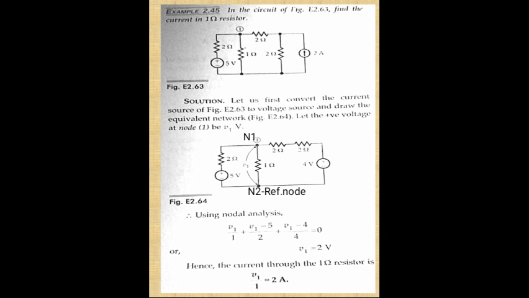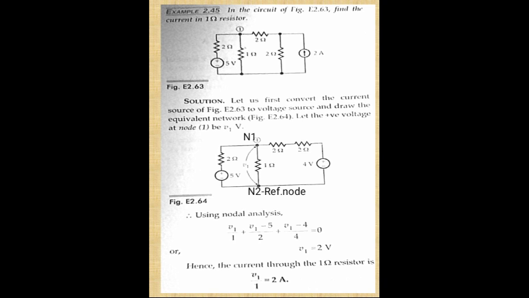Now we take another example. In the second question, we have to find the value of current in 1 ohm resistance in the given network. First of all, we simplify this network. A current source of 2 ampere with parallel resistance of 2 ohm can be replaced by a voltage source of 5 volt plus series resistance of 2 ohm.